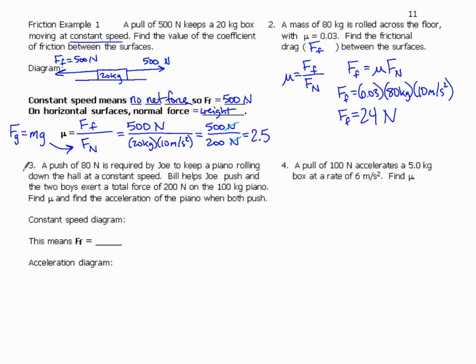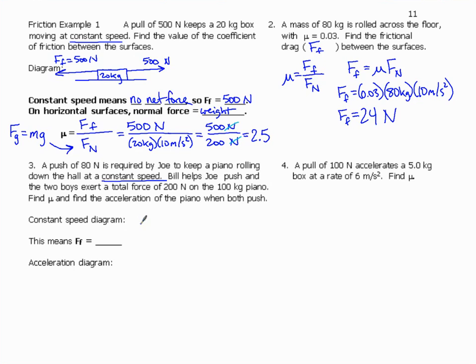This is a favorite question. Hint, hint. A push of 30 newtons is required by Joe to keep a piano rolling down the hall at a constant speed. Bill helps Joe push, and the two boys exert a total force of 200 newtons on the 100 kilogram piano. Find the coefficient of friction and find the acceleration of the piano when both boys push.